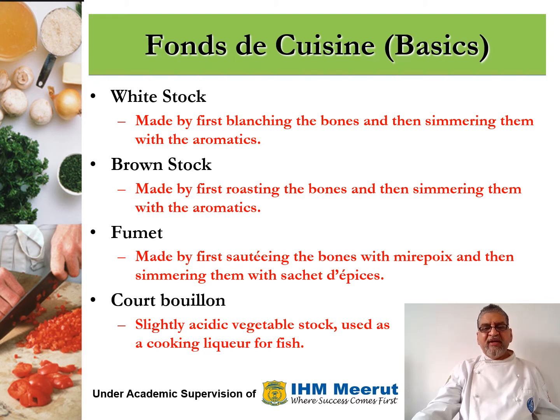water with the aromatics. Brown stock is made by first roasting the bones and then simmering them with the aromatics. Fume is made by first sautéing the bones with mirepoix and then simmering it with the sachet d'épices. In coup bouillon, no bones are used. Coup bouillon is a slightly acidic vegetable stock used as a cooking liquor for fish.